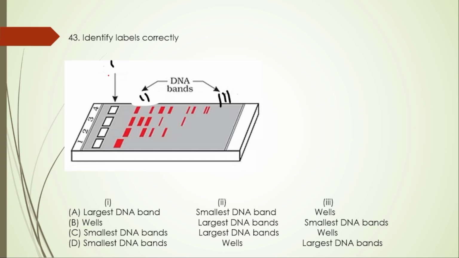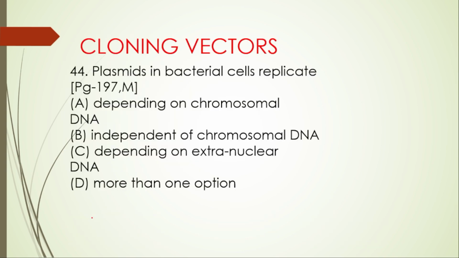So this is the gel electrophoresis structure. 43rd question. Identify labels correctly: 1, 2 and 3 here. What is one? First one is well, and then second one is largest DNA strands, because they are towards the well. These are the small bands, isn't it? So here third is given small. So well, largest DNA bands and smallest DNA bands. The right option is B.